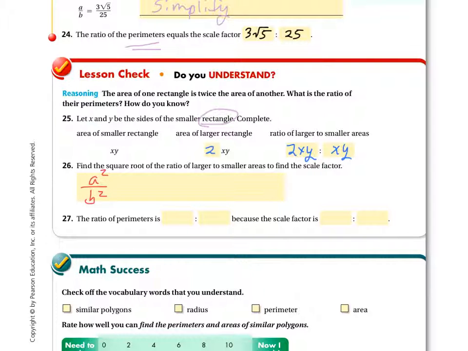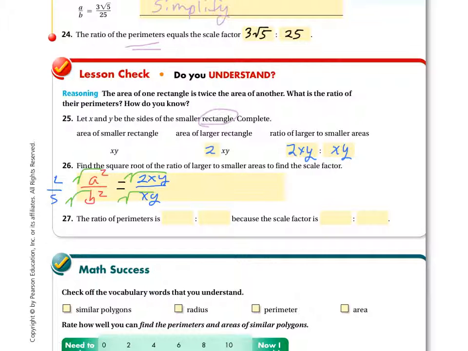And bearing in mind we're doing larger is to smaller. And then we have equals 2xy over xy, because that's larger is to smaller. Now notice what they're saying to you, find the square root of the ratio of the larger to smaller areas. Why? Because the ratio of the perimeters is a to b, because that's the scale factor. And so we're going to take the square roots, positive square roots, of everything here.